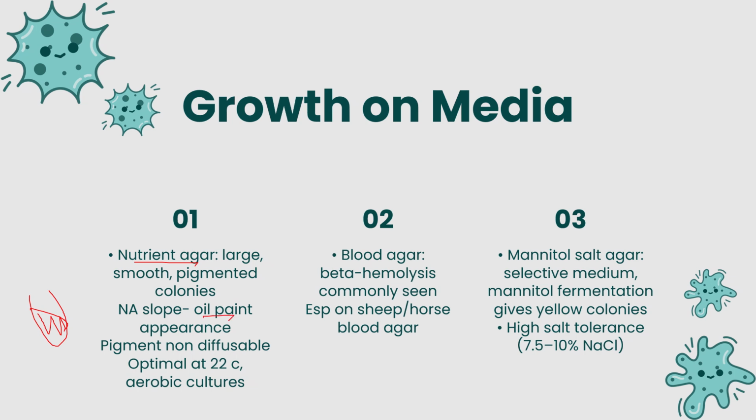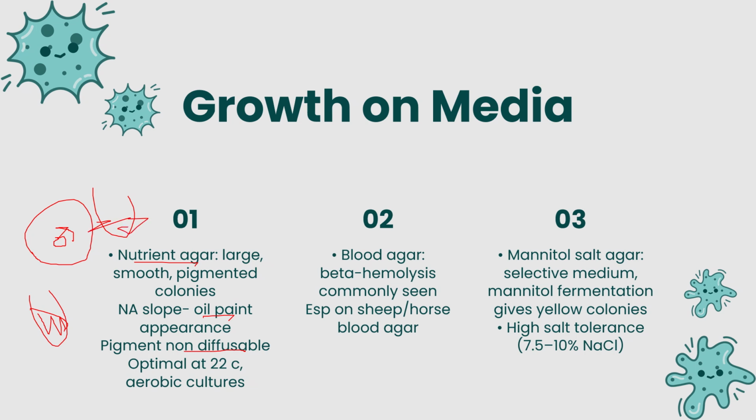Pigment. Now we see that the golden yellow pigment produced by this bacteria is non-diffusible. What does this mean? This means that if the organism is grown on a plate or in a tube, this pigment will not go into the media from the colonies. It will stay in the colonies. It will not diffuse. In the Pseudomonas case, the pigment is diffusible. It goes into the media, it diffuses into the media. If it is a liquid media, it will turn completely greenish or bluish.